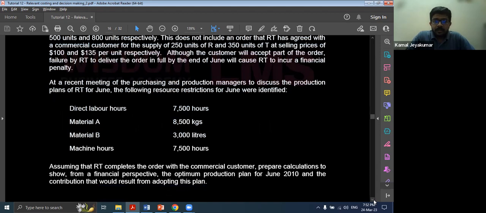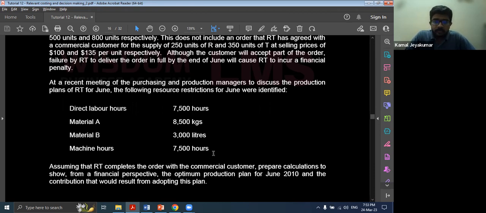At a recent meeting of the purchasing and production managers to discuss the production plans for RT, the following resource restrictions were identified. So this is the maximum number of units for each resource that you will have. Assuming that RT completes the order with the commercial customer, that is this 250 units of R and 350 units of T contract that you entered into. Prepare calculations to show from a financial perspective the optimum production plan for June 2010 and the contribution that would result from adopting this plan.